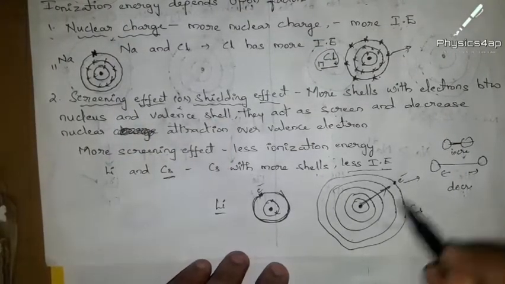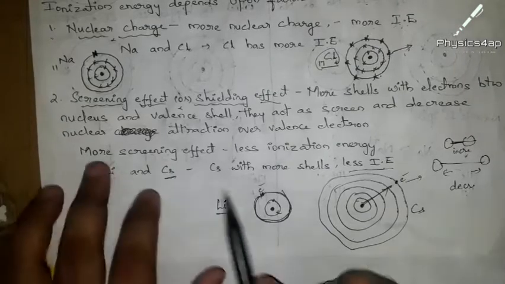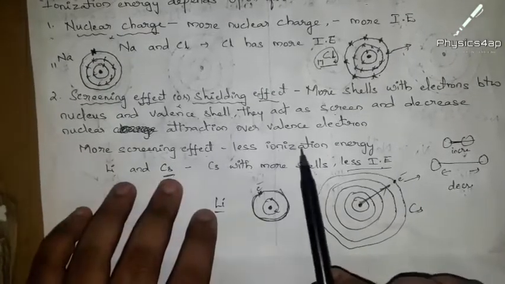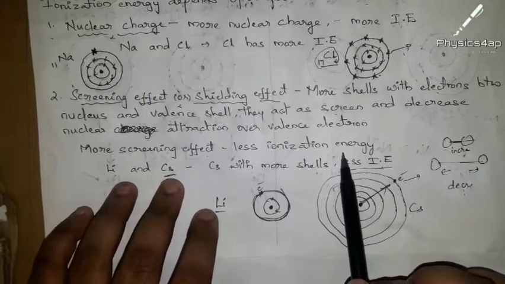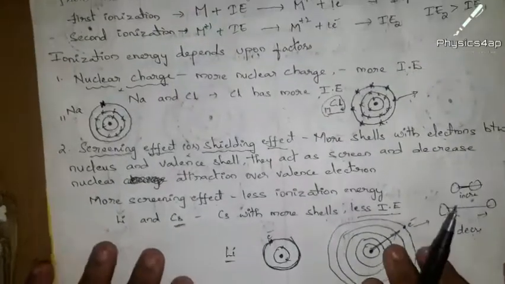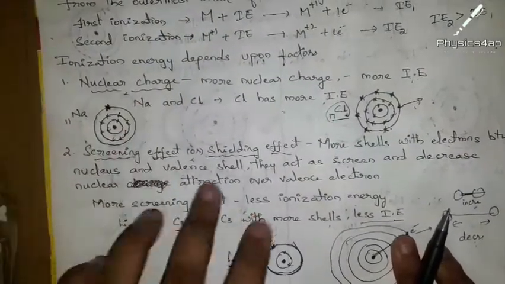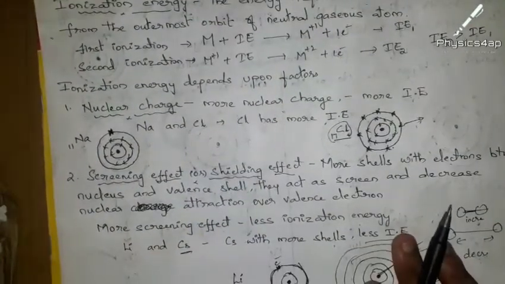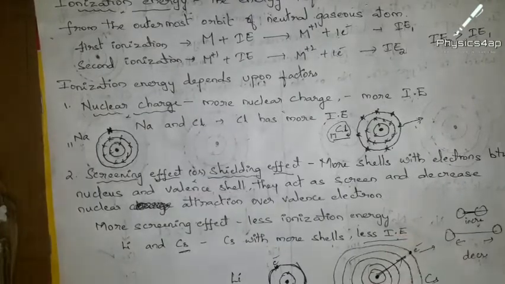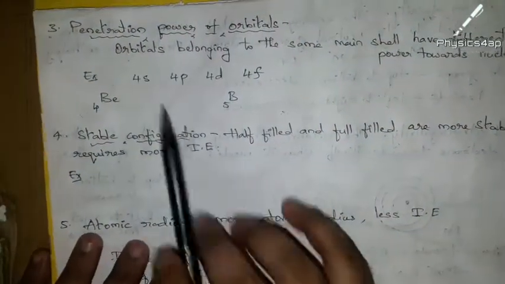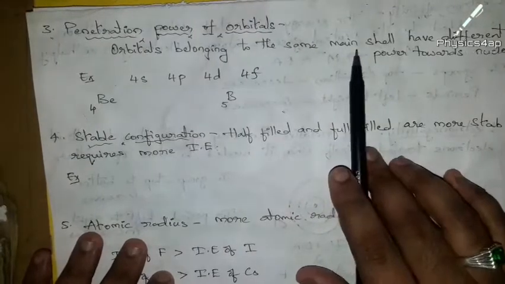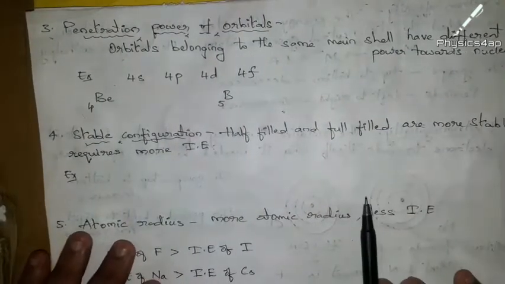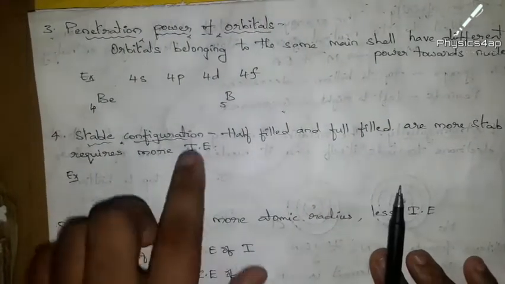So I think you are clear about what nuclear charge and the screening effect, or shielding effect, are. Coming to the next factor, which is the penetration power. Penetration power means that the orbitals belonging to the same main shell have different powers towards the nucleus. For example, take the fourth shell; in it we have the orbitals 4s, 4p, 4d and 4f. So here we have four different subshells.